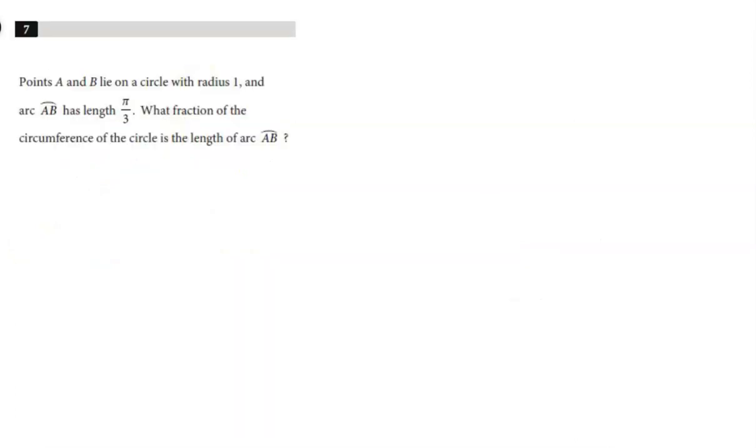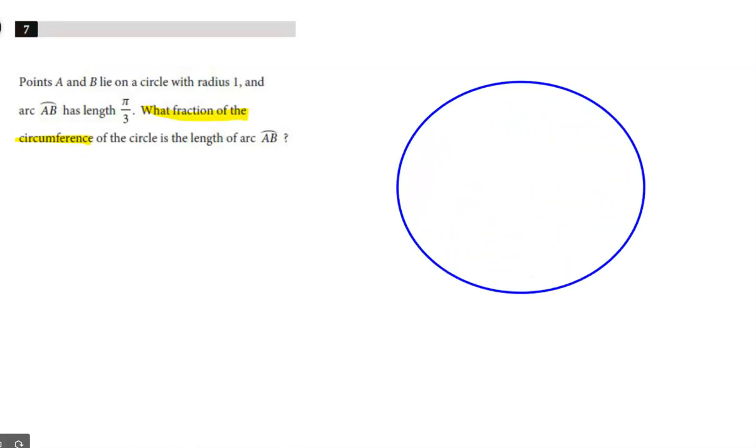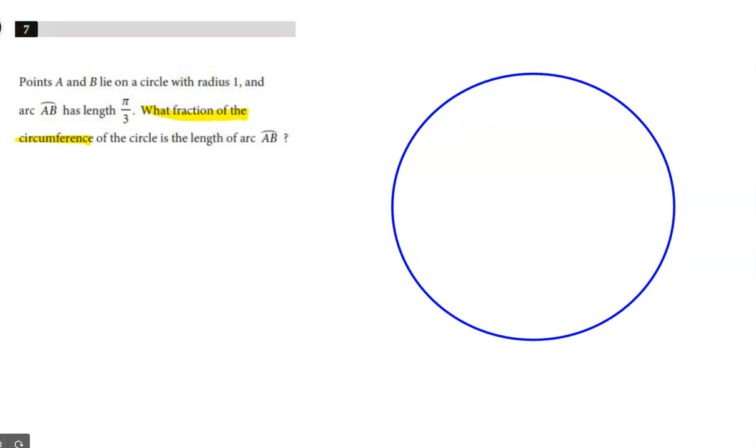All right, number 7, points A and B lie in a circle with radius 1, and arc AB has a length of pi over 3. What fraction of the circumference is the length of arc AB? So what fraction? So that's our final answer. What fraction of the circumference? Well, let's kind of draw a little circle here. So there's our circle. They told us that it has a radius of 1, so it's the unit circle.